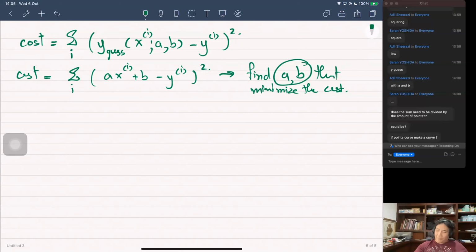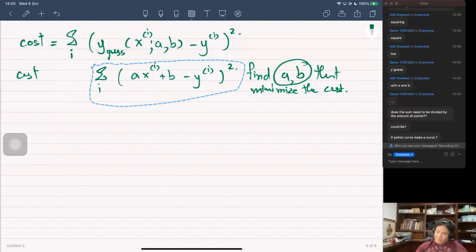Or you could add 5 to everyone, right? It doesn't change the value of A and B. Okay? So far, so good? Saran, are we good? Let me move this a little bit and make it more explicit that this cost function is a function of A and B.